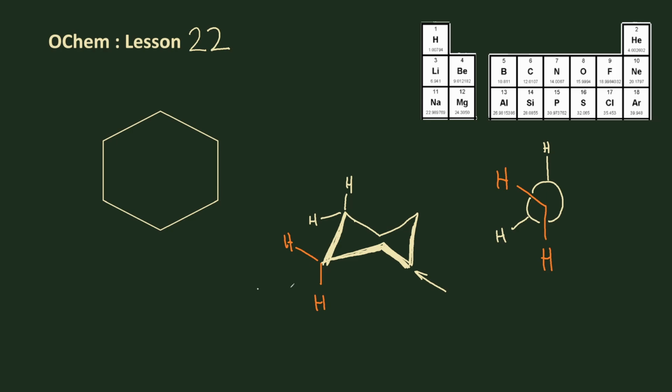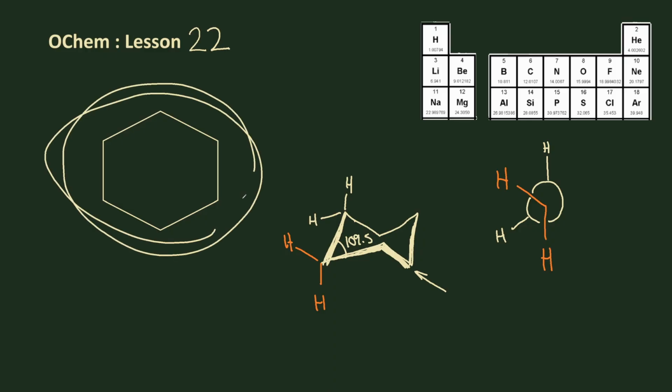So because of the angles that this molecule is able to form, the hydrogens are staggered, meaning their arrangement is as far apart as possible, and the bond angles here are all a nice ideal 109.5 degrees, and that's exactly why cyclohexane is so common in nature.